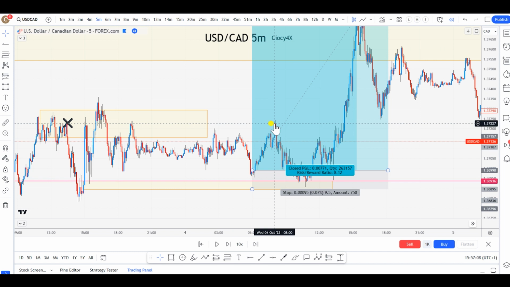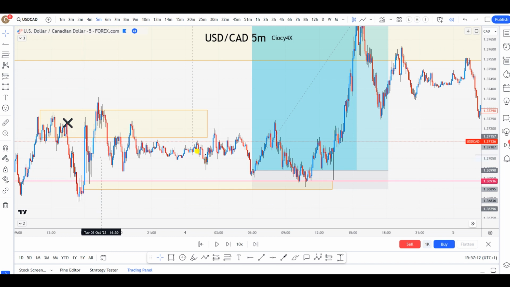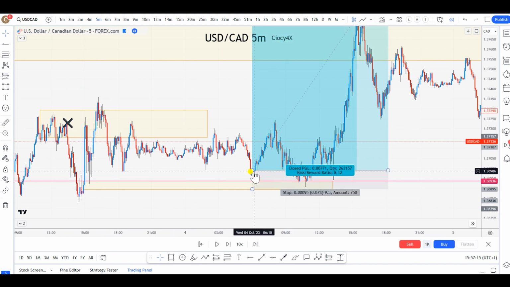But this is the same time where structure and liquidity can go along. Why? Because structure low made the high. We can see from here price comes to the extreme demand, so you could have taken the buy in a smaller time frame.